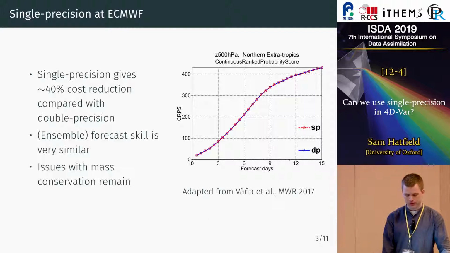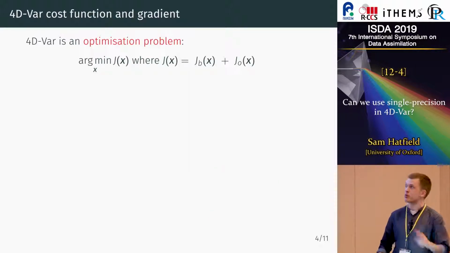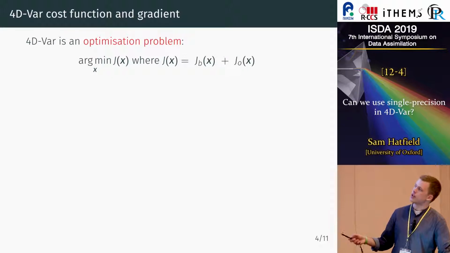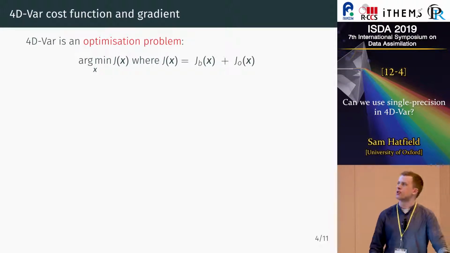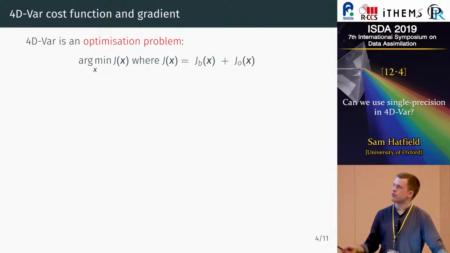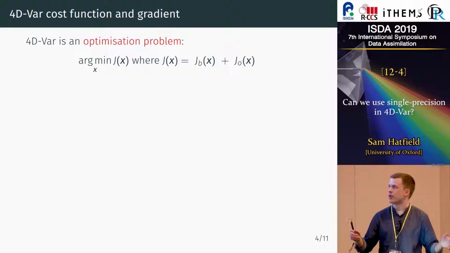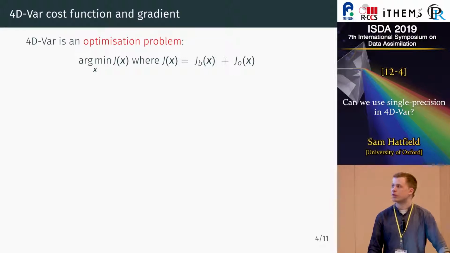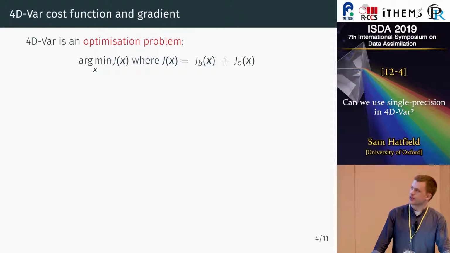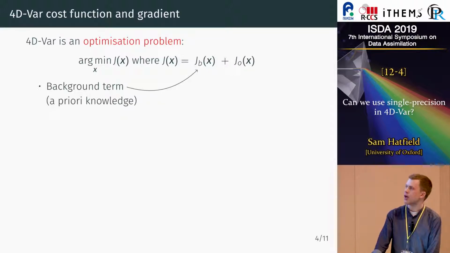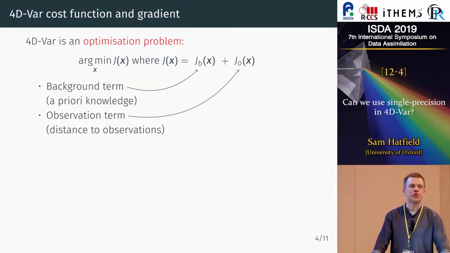So what about 4D-Var? Well, as we all know, 4D-Var is an optimization problem. So we define some objective or cost function as a function of a four-dimensional state vector distributed across an assimilation window. And we have to find the minimum of this cost function. Now, in the simplest case, without any consideration of model error, the cost function only has two terms: the background term, which represents our a priori knowledge, and the observation term, which is the sum of the squared distance to all the observations across the window weighted by the error covariance matrix.